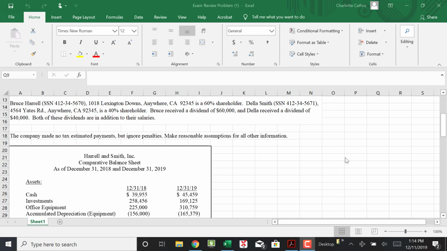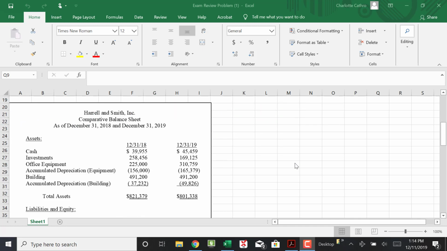Okay, so it says that they made no estimated tax payments, so we're not going to be able to take any credit for payments. They're probably going to be underpaid if they didn't make any estimated payments, but we can ignore the penalties for this purpose. It does say to make reasonable assumptions for all other information. Basically, if I didn't give it to you and you have those checkbox questions, the answer is probably no.